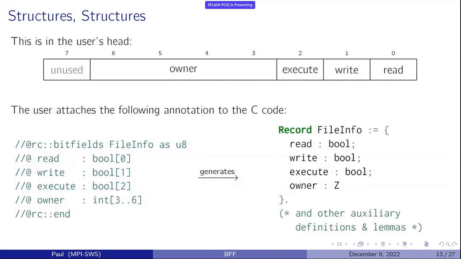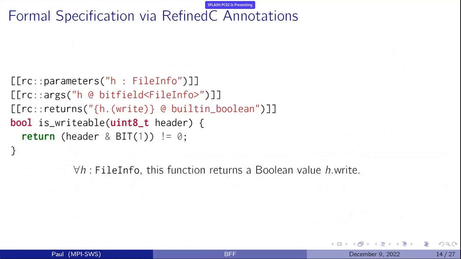Then our front end will automatically generate from this annotation a Coq record that represents these structured bit vector types in a structured way. We also generate some other auxiliary definitions and lemmas that are useful in verification. Now with this generated record in hand, the user is ready to provide the second part of the specification, which is the functional correctness of a program. We provide these annotations using RefinedC standard annotations. And for this particular function, we need 3 lines of annotations.